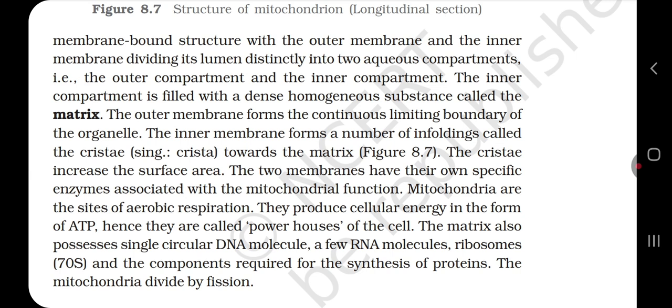The matrix also possesses a single circular DNA molecule, a few RNA molecules, ribosomes, 70S, and the components required for the synthesis of proteins. The mitochondria divide by fission.